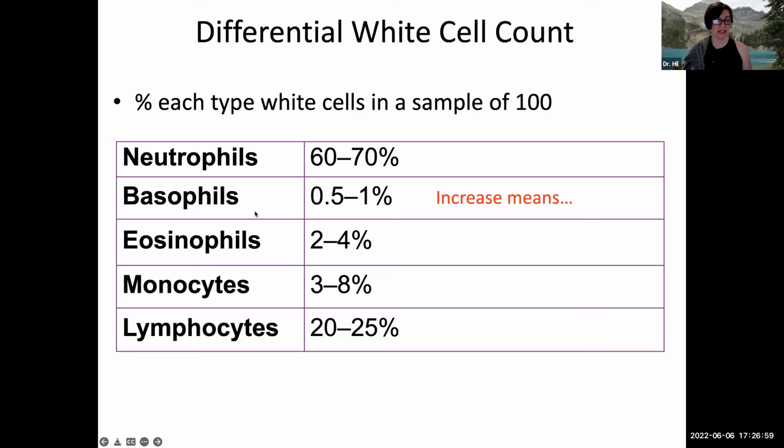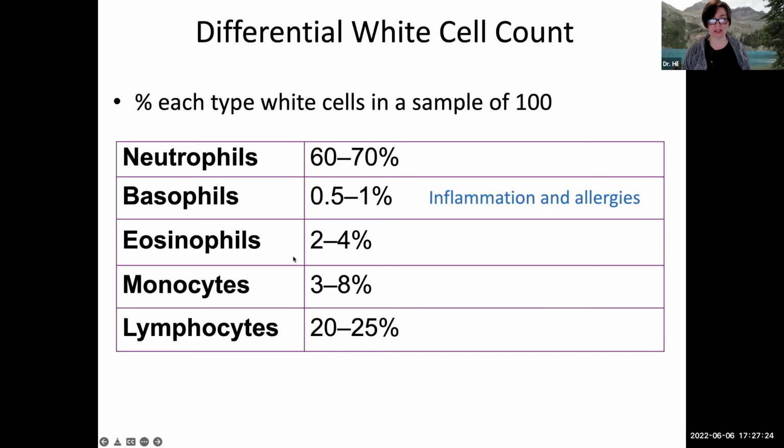Basophils are histamine secreting cells, and they're pretty rare. If we start to see more of these, what could that indicate? Yeah. Inflammation, especially relating to allergies.